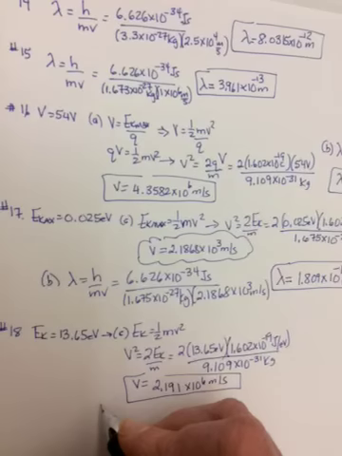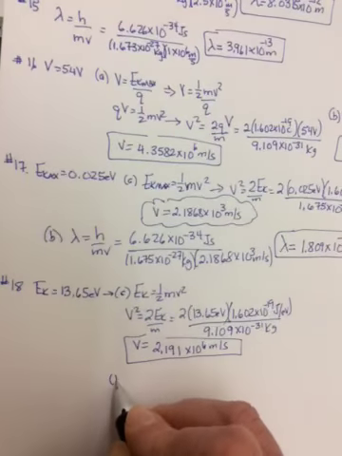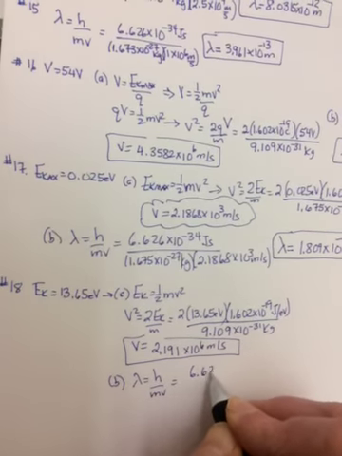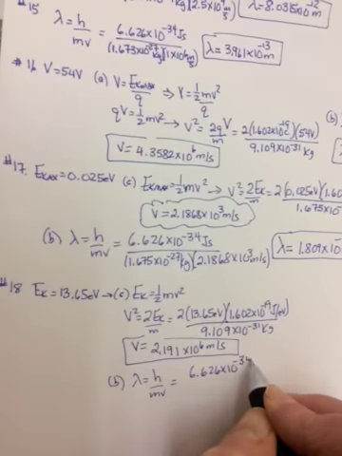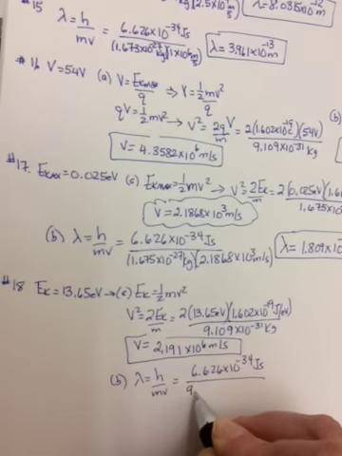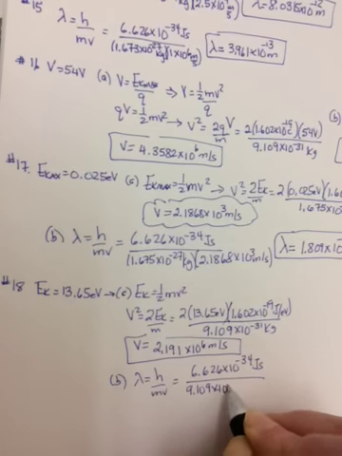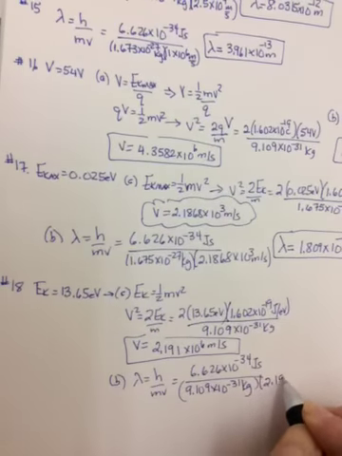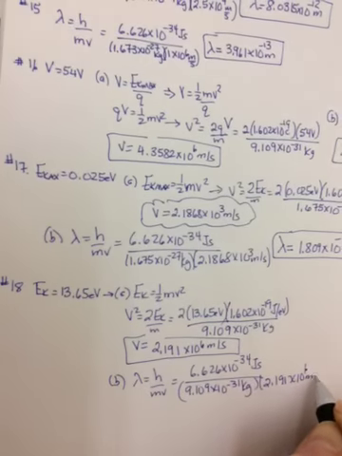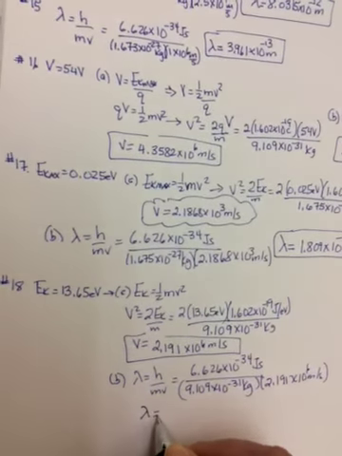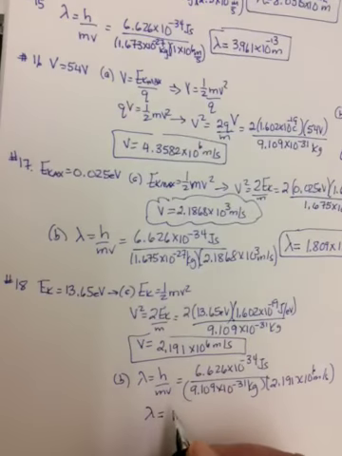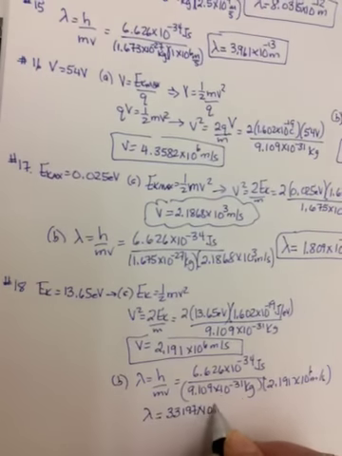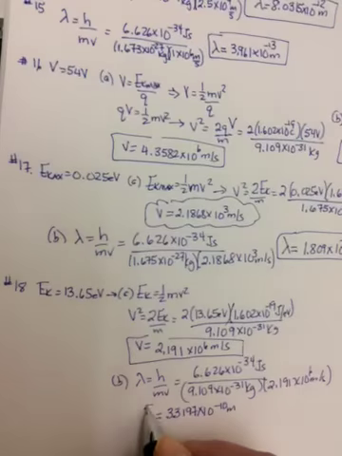B says calculate the de Broglie wavelength of this electron. So lambda equals h over mv. 6.626 times 10 to the negative 34 joule seconds, 9.109 times 10 to the negative 31 kilograms times 2.191 times 10 to the 6 meters per second. And you get a de Broglie wavelength of 3.3197 times 10 to the negative 10 meters.